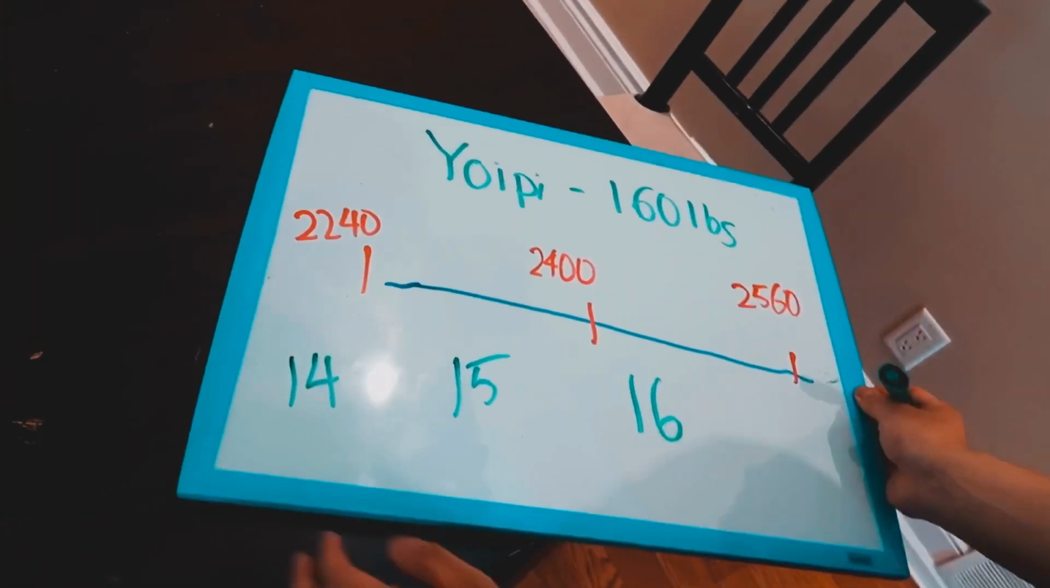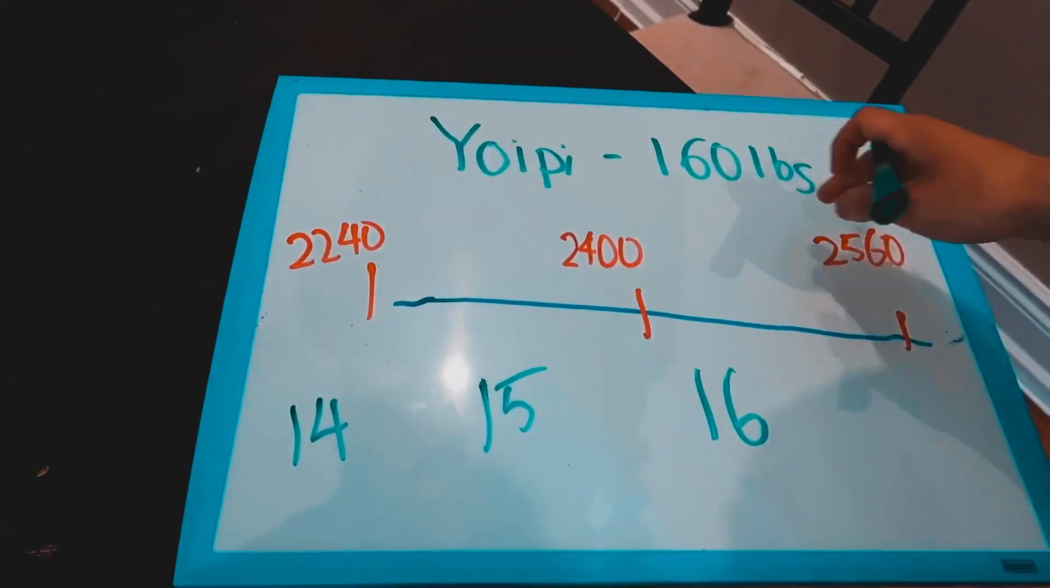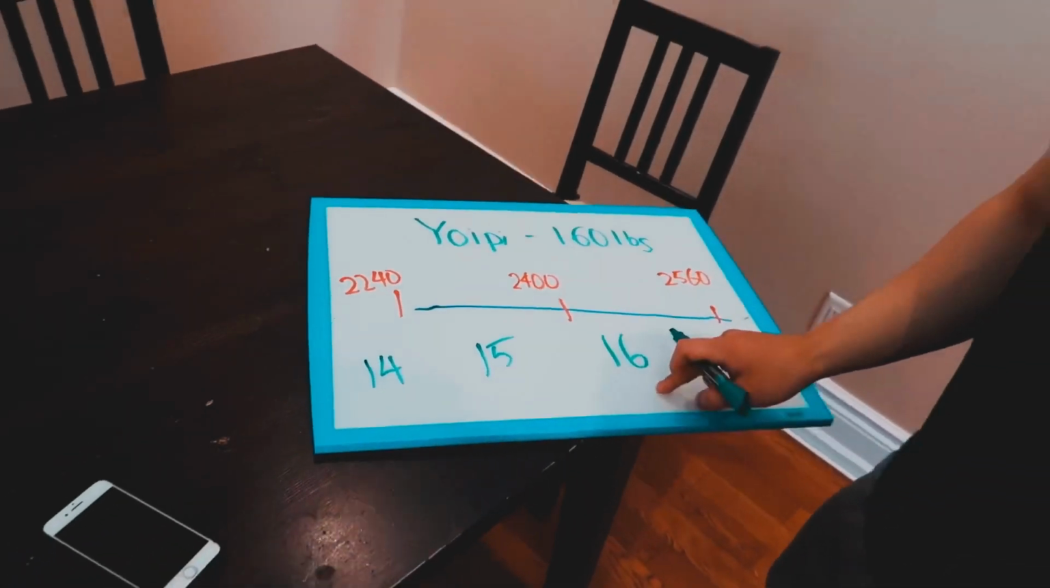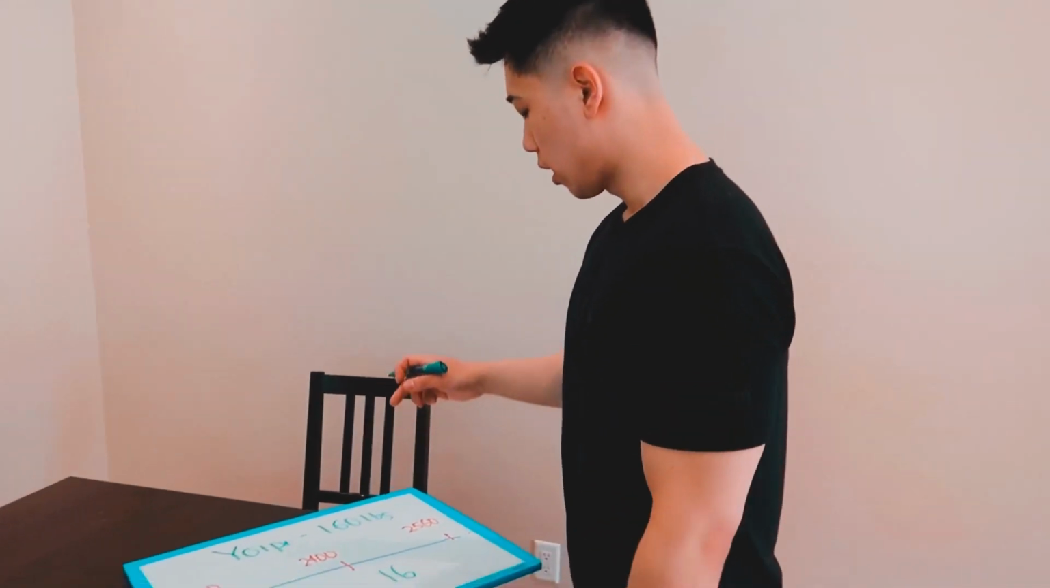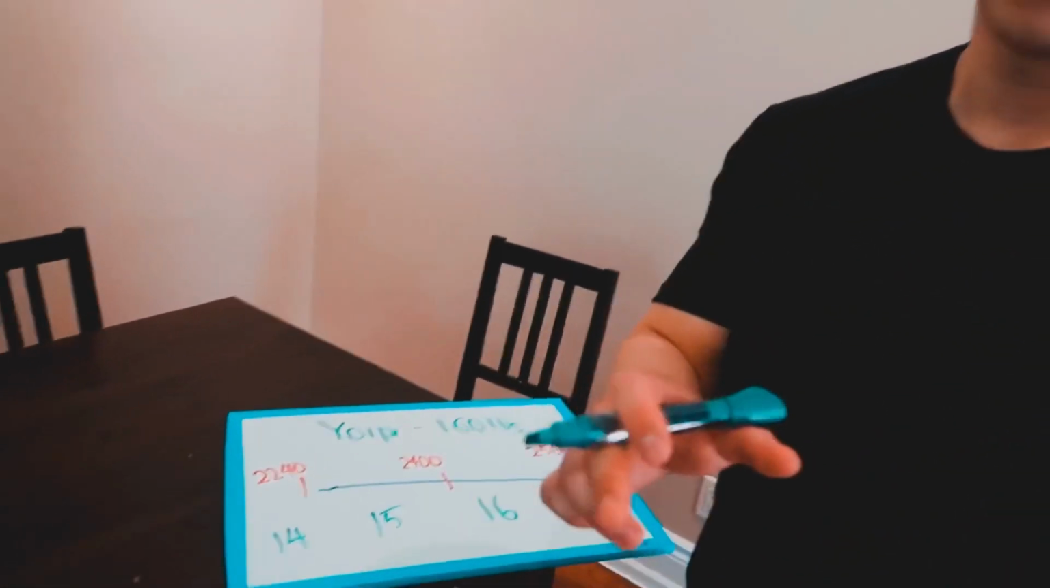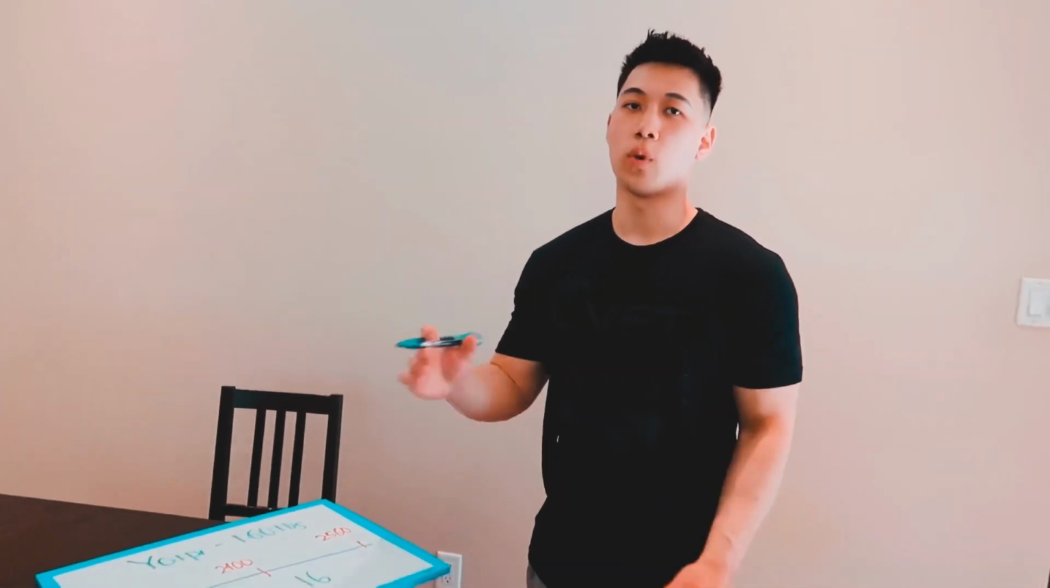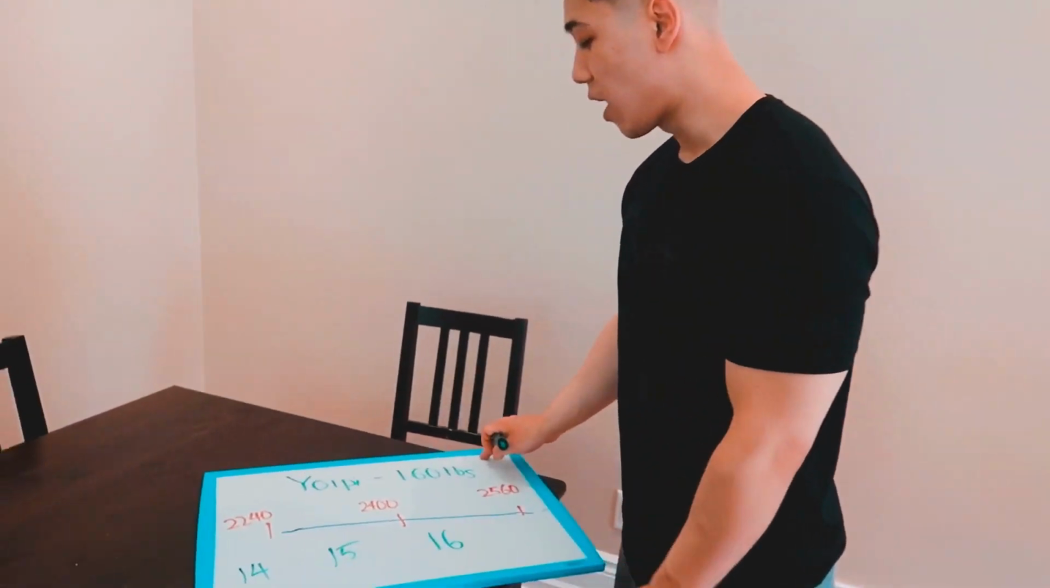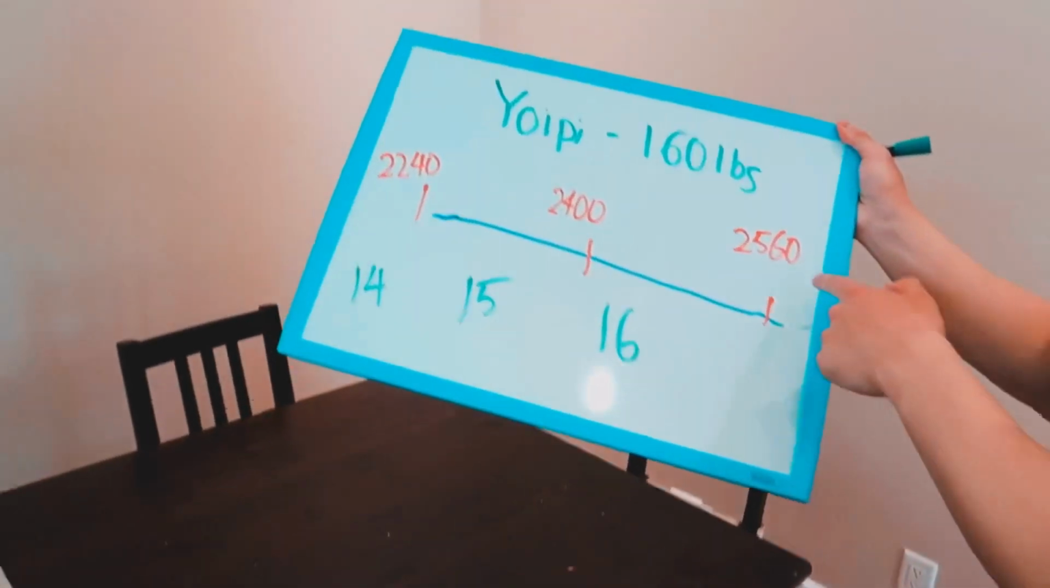To figure out whether you multiply your body weight by 14, 15, or 16, it really depends on your activity level. So let's say you're an athlete and you work out every single day, your work job is very laborious, very strenuous, and it requires a lot of energy expenditure. You will multiply your body weight by 16, which gives you 2560.